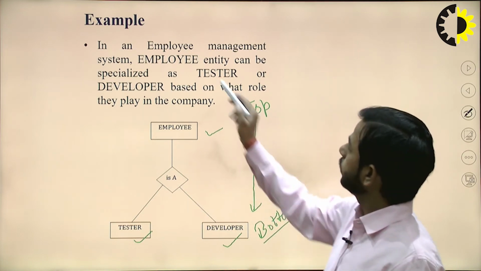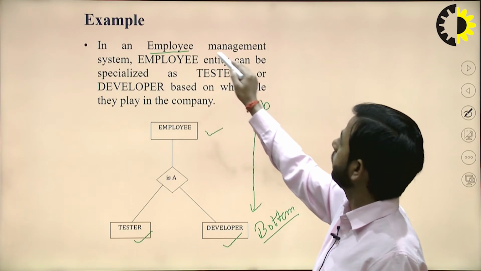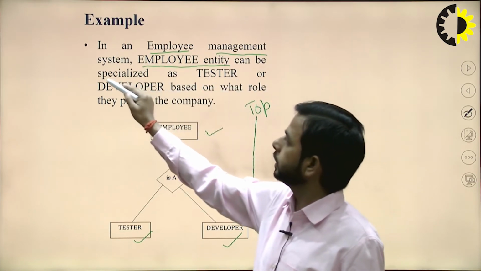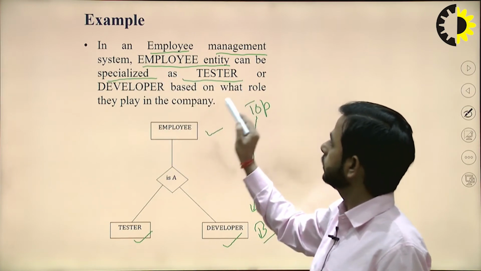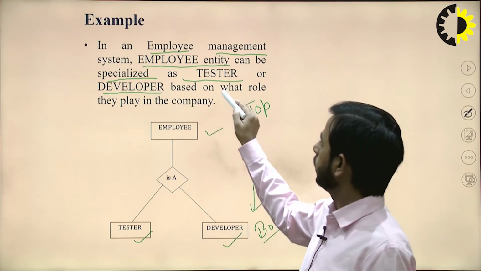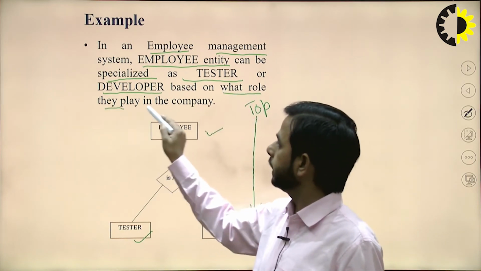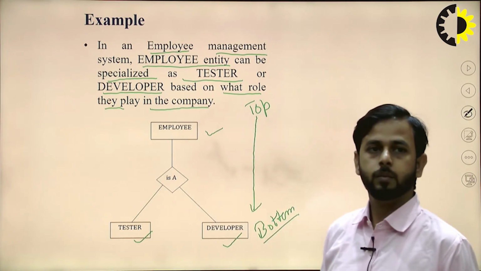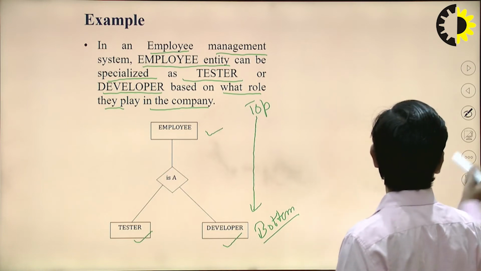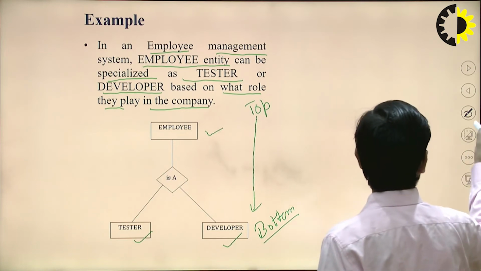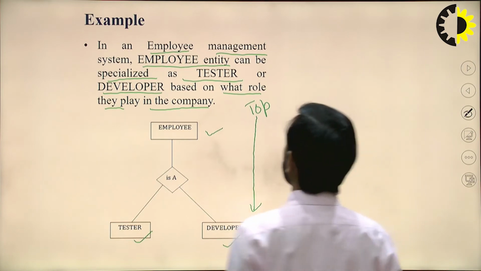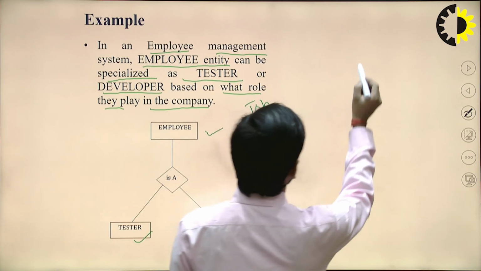Okay, so in an employee management system, the employee entity can be specialized as tester or developer based on what role they play in the company. Let's take one more example for this specialization.